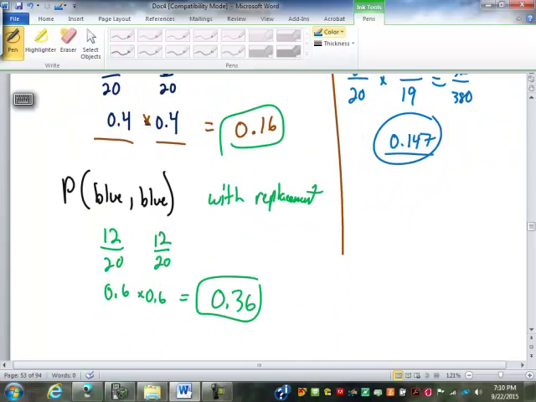For the blue, well, the first one's still 12 out of 20. And again, if that first one is red, we don't care about the second one. So if we're drawing a second marble, we assume the first one was blue. How many blue marbles are left? 11 out of 19. So 12 times 11 is 132 out of 380.